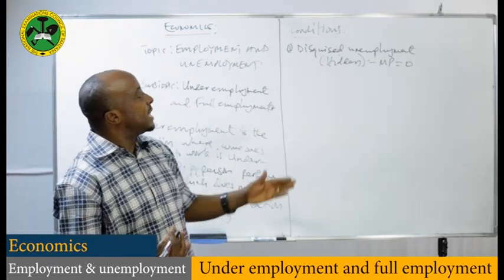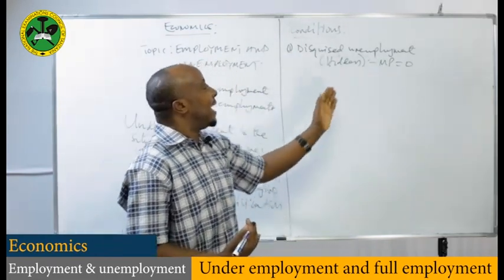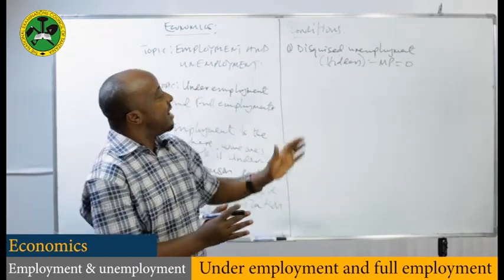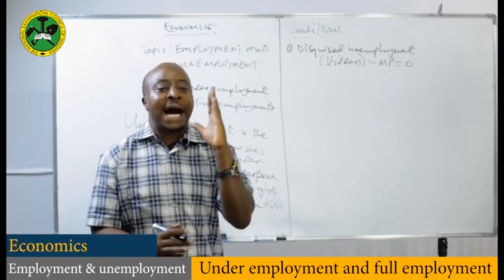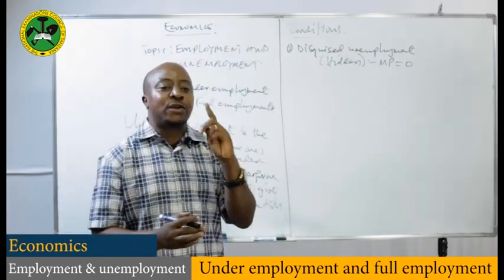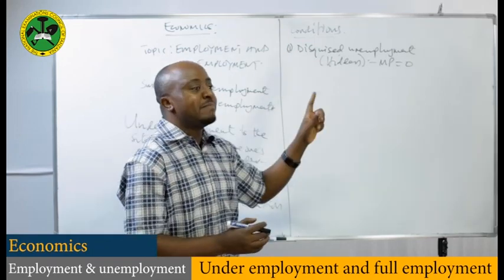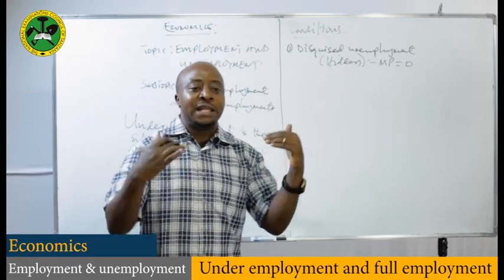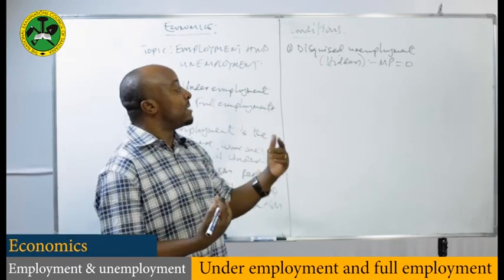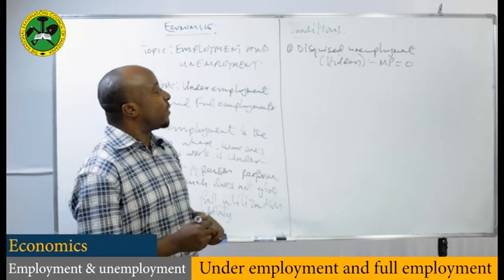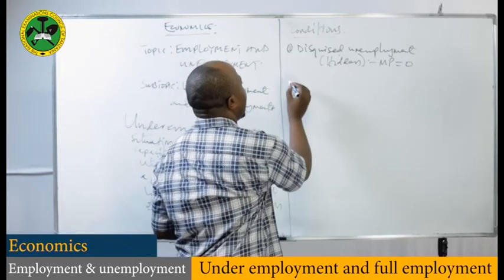So where there is disguised unemployment, we expect underemployment, because if the job demands two people and five people are employed, they are underutilized, because the job could be completed by only two people. Those people are underutilized because they will be working below their capacity, because the work could be completed just by two people. Now you are five there. That is disguised.